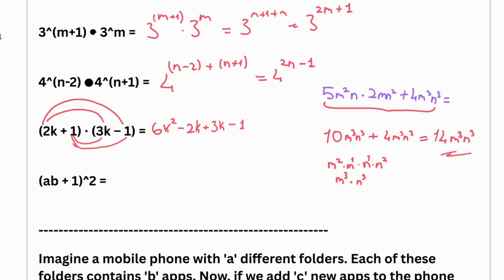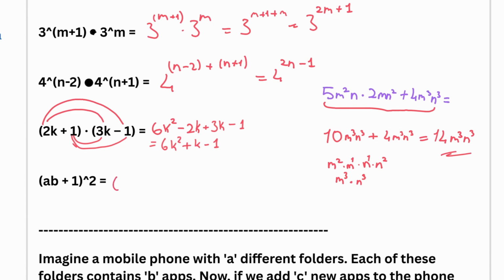Let's combine the like terms to make it look neater. 6k squared. -2k and 3k are like terms, so we can combine them, which would give us k and -1. So our final answer.